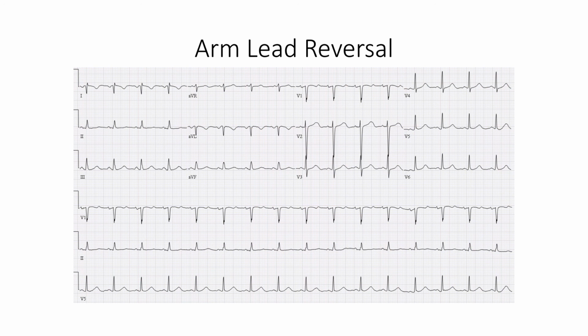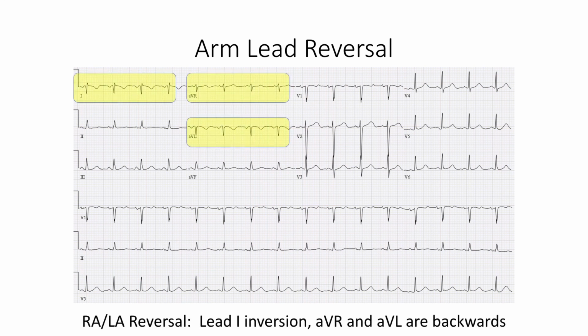Arm lead reversal. So here's a situation that we commonly see all the time in the clinics and on the wards, and that you may be asked on your shelf exams. At first glance, this looks like a pretty normal ECG. But if you look a little bit closer, you can see that in lead 1, each wave is pointing downwards. That means that the P wave, the QRS wave, and the T wave are all pointing downwards.